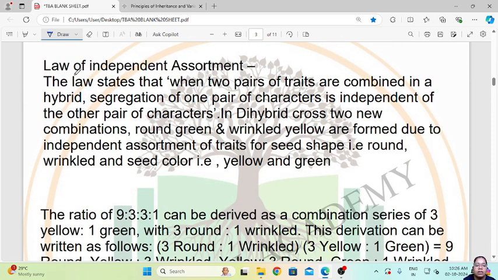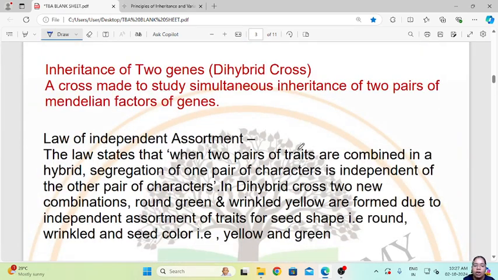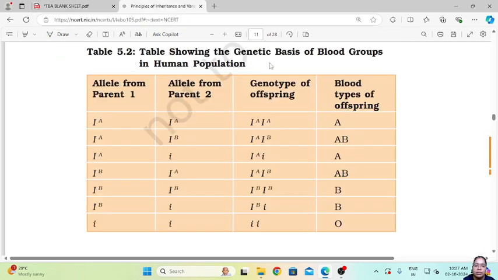The law states that when two pairs of traits are combined in a hybrid, segregation of one pair of characters is independent of the other pair of characters. In a dihybrid cross, two new combinations, that is round green and wrinkled yellow, are formed due to independent assortment of traits for seed shape, that is round and wrinkled, and seed color, that is yellow and green. So this states the law of independent assortment. We will study it with an example.